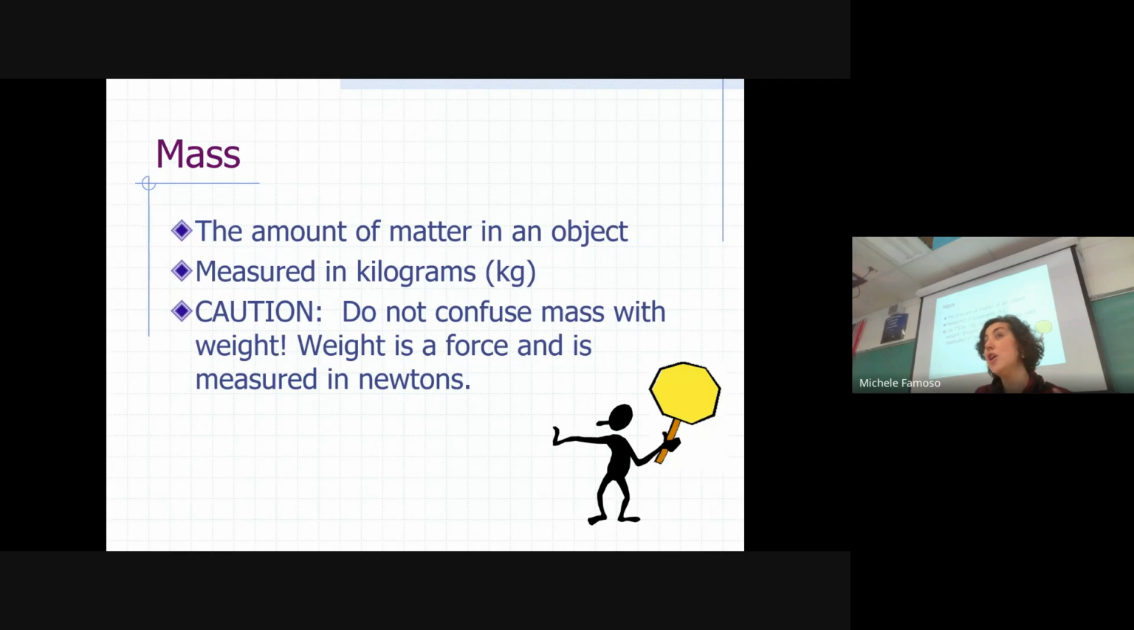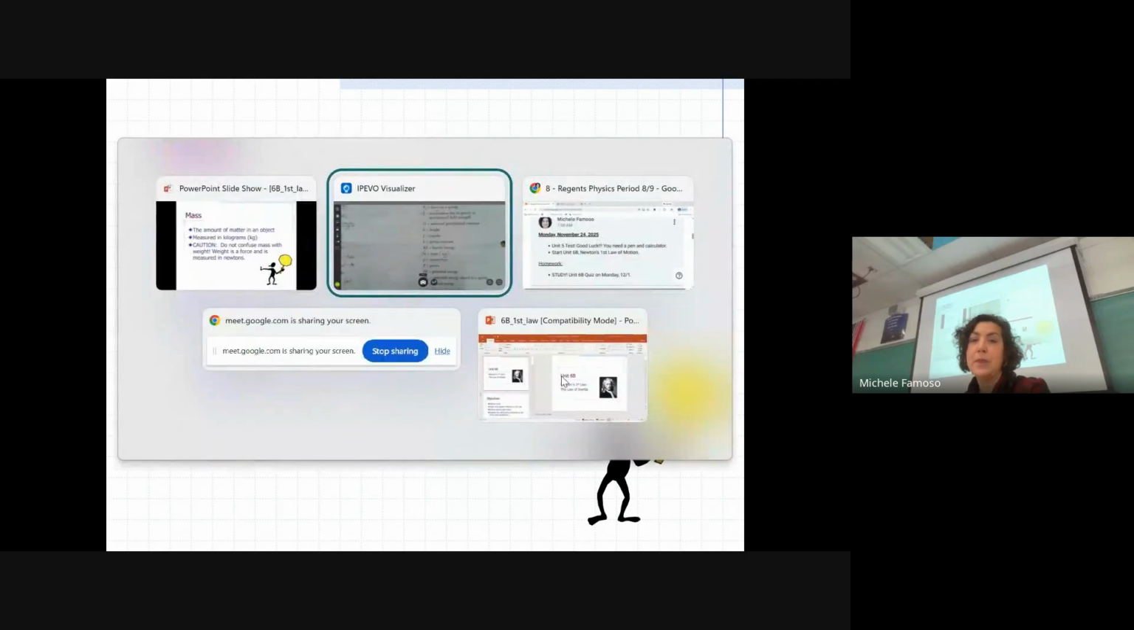The more slugs you have in you, not insects, the harder it is to get you to move, the more inertia you have. It's the same, but we do it in kilograms. It's a much nicer unit, the kilogram.